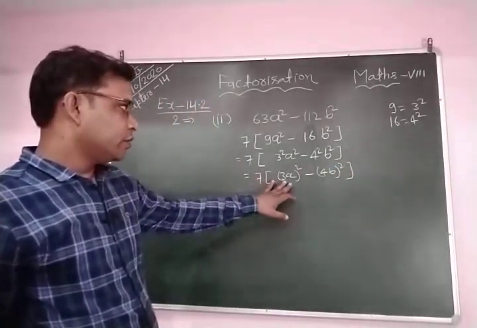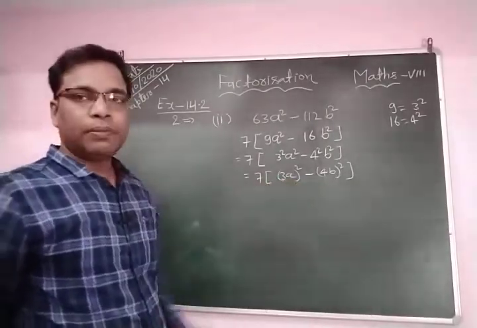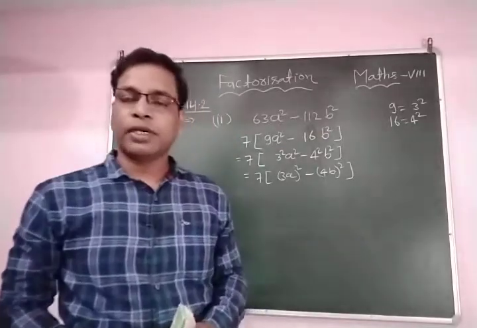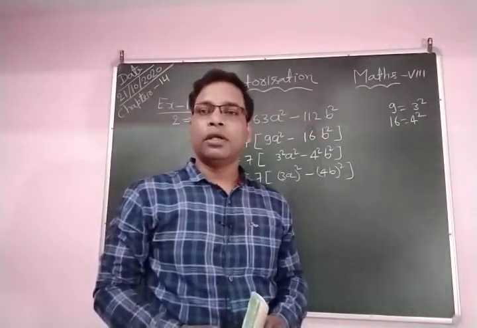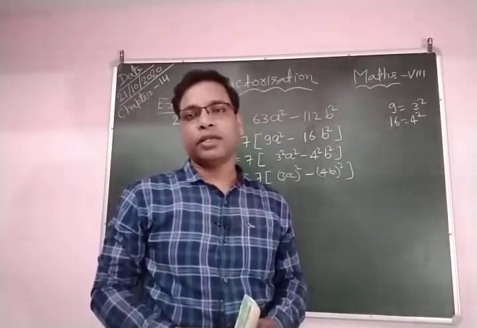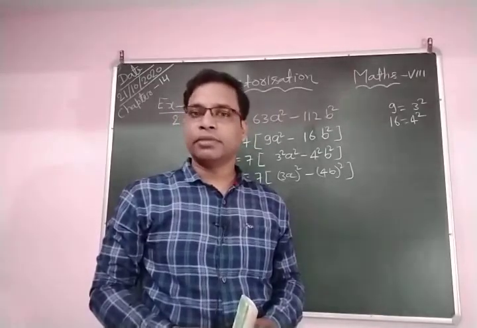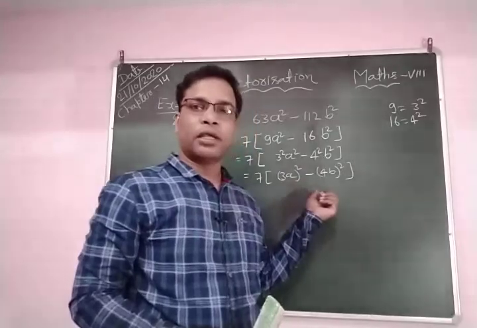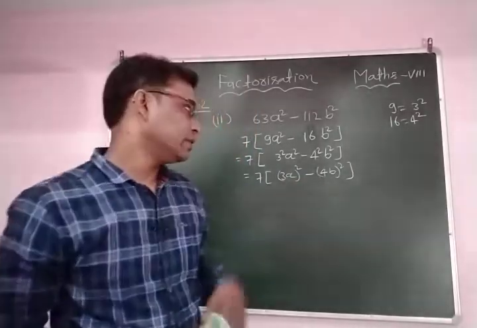Now here you can see this is the form of difference of two squares. It means a square minus b square, so we have in one bracket a plus b into in second bracket a minus b. So similarly you can express this as 3a plus 4b into 3a minus 4b. Clear?